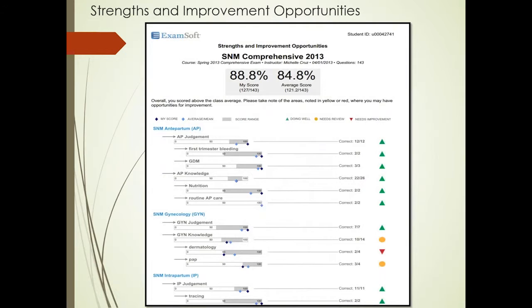This is actually a sample student. But if you go down here and look at student nurse midwife gynecology, in the knowledge sector, it looks like she's needing some help in dermatology. So this is a really quick and easy way for them to see, okay, these are the things that I need to work on. So that makes it really nice as far as remediation goes.